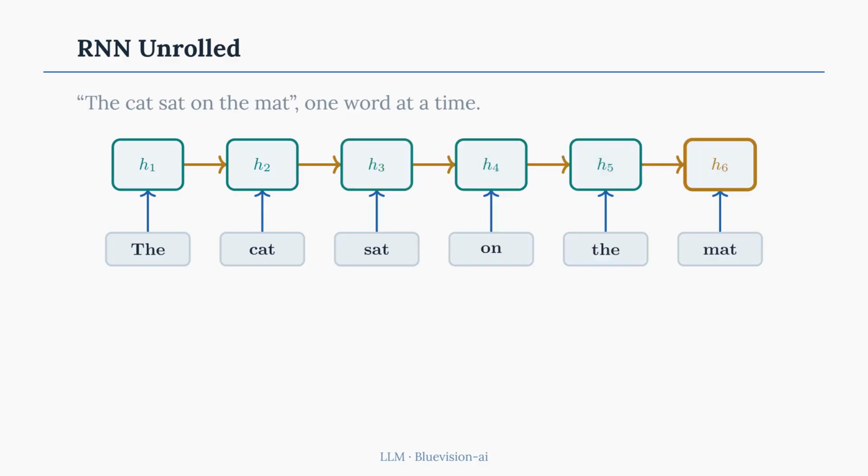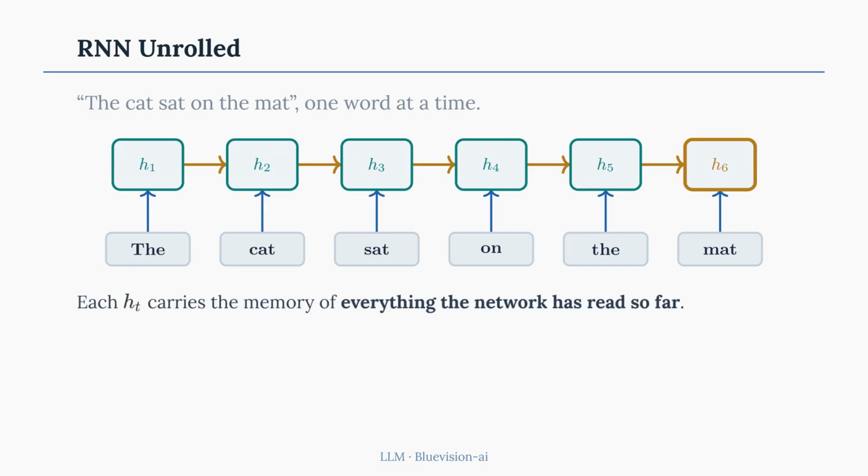The full sentence: the cat sat on the mat. 6 hidden states, 6 updates, the same pair of weight matrices applied 6 times. By the time we reach H6, the network has seen the entire sentence. Each H_t carries the memory of everything the network has read so far. The architecture is elegant. It's just repeated application of the same cell.